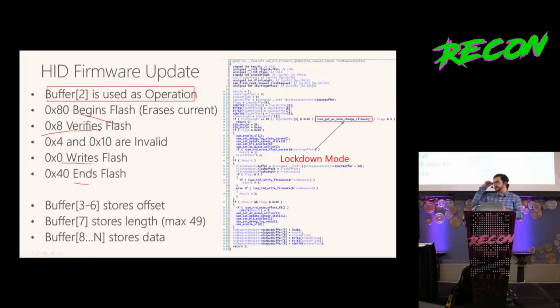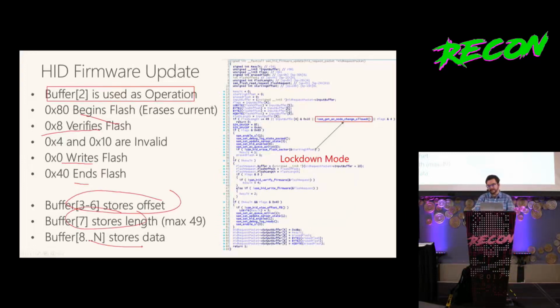So although you can't dump the firmware of your current device, if you provide the firmware file from Microsoft that you think you have, you can actually verify every line of flash matches what's inside your device. And that one, unfortunately, also does require lockdown mode to be removed. So you're not supposed to be able to do it if you can't also update the flash. And then you put the offset in the next 4 bytes, you put the length in the next byte, and then the data.